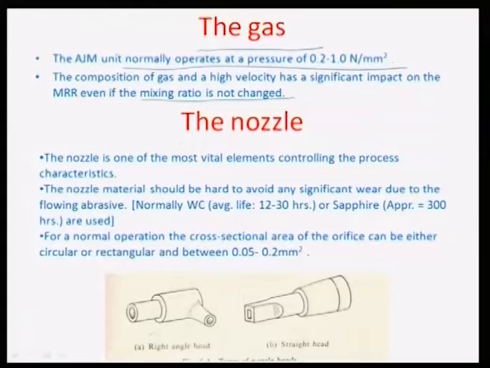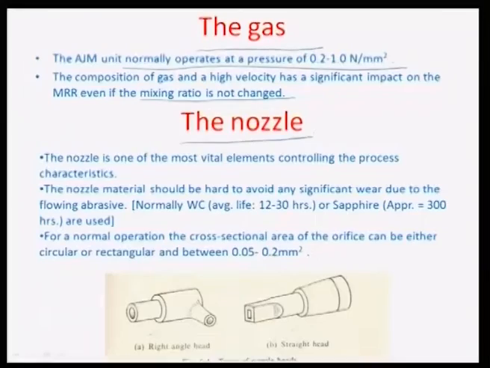So, because of all this, the gas really is a very important component. The other important component is the nozzle in abrasive jet machining, and the nozzle materials, as we have already repeatedly mentioned, should be hard. Typically tungsten carbide or sapphire (aluminum oxide) can be very suitable materials. Tungsten carbide may have an average lifetime of about 12 to 30 hours, whereas sapphire may have about 300 hours or so. So, sapphire is in fact much harder than tungsten carbide.